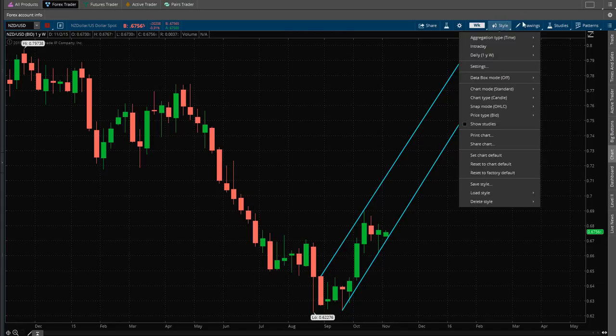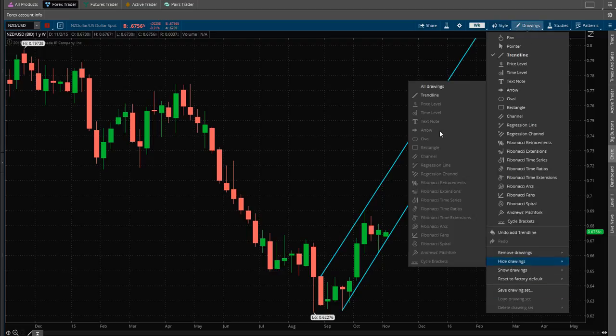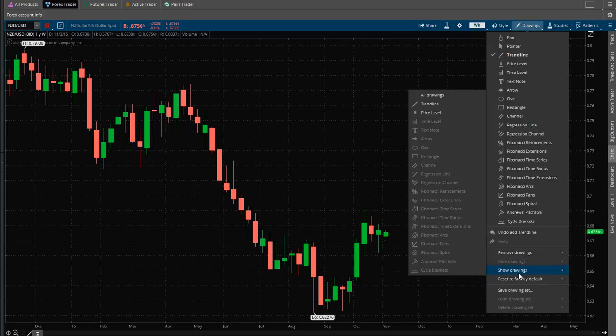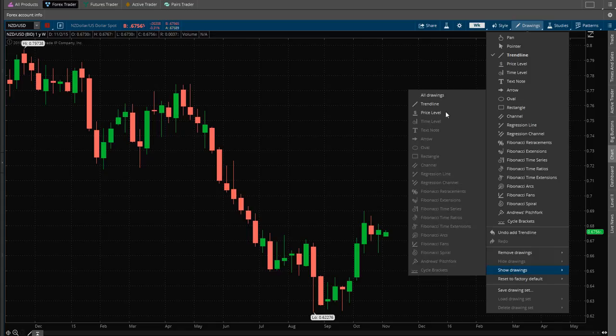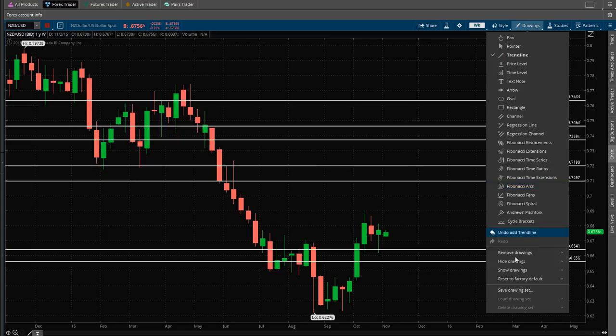Let's see. We need to add our monthly pivots to see where the big resistance is. What happened here? I guess I didn't hit show. Maybe I hit hide instead of show. Sorry.